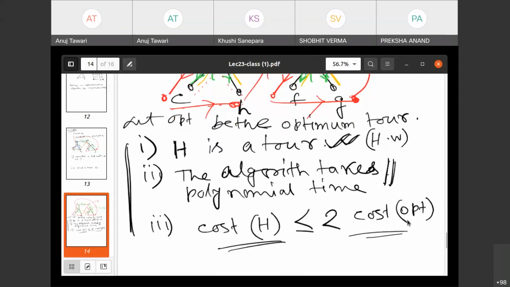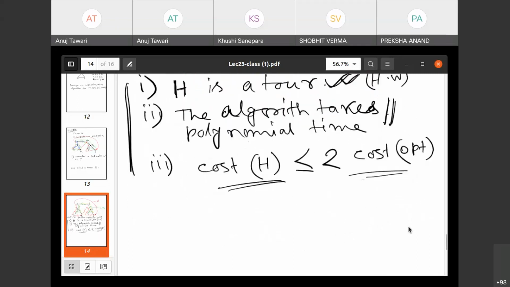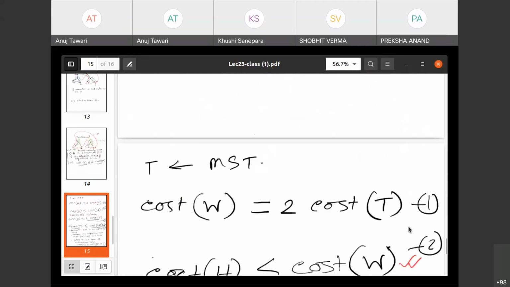So how do we do this? That's what we want to see. Cost of H is at most double the cost of the optimum. So I'll just introduce some notation. Let's say first we started with a minimum spanning tree, and then I walked through this minimum spanning tree using depth first search. Applied a round of DFS. So what do we know right now? Let's say T is the minimum spanning tree.